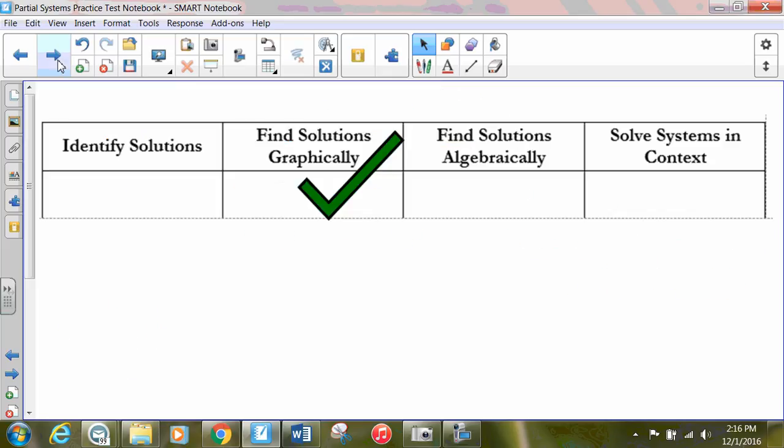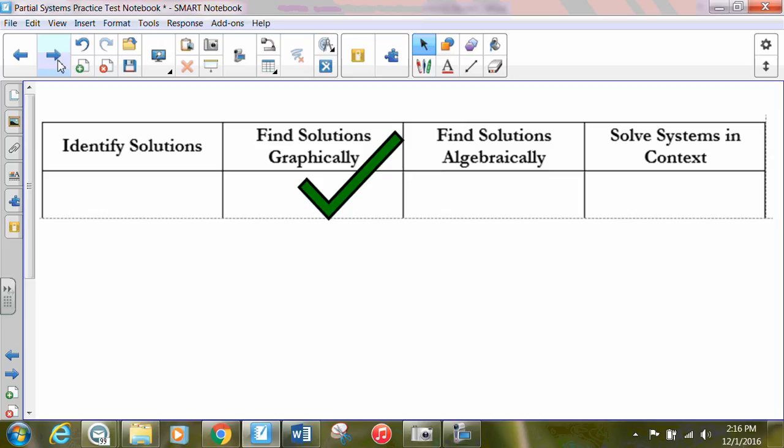Okay, now we're going to move on to finding solutions graphically, the next section of your test. Now, I didn't have all of the different types of identifying solutions for the previous problems because this is a partial test, but it gives you an idea of what you need to be prepared for.